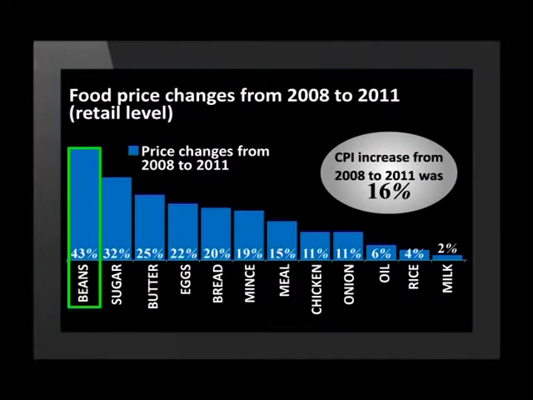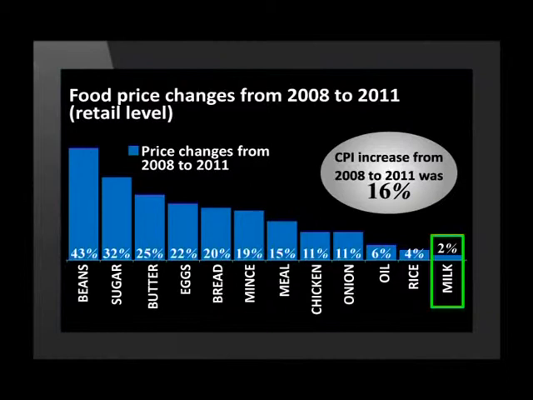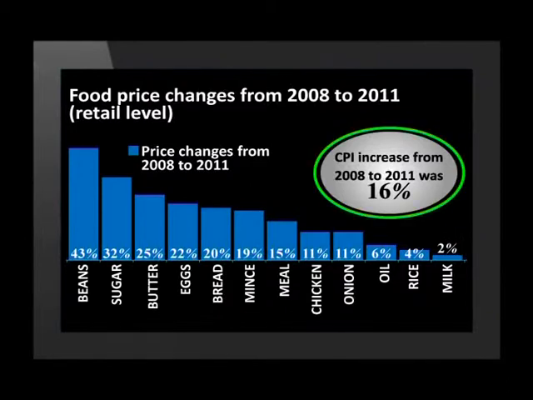We can see that from 2008 to 2011, the price of baked beans has increased by 43%. The price of milk has only increased by 2%. The CPI increase over this time period was 16%.